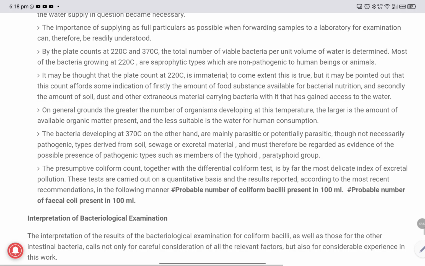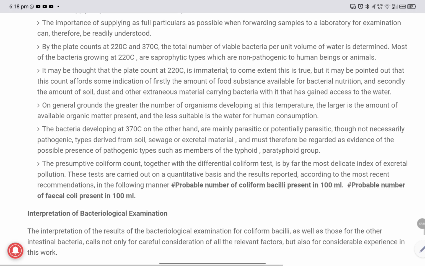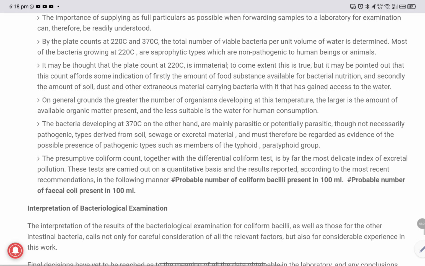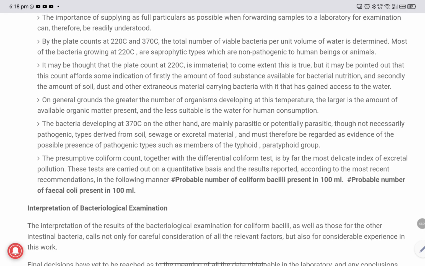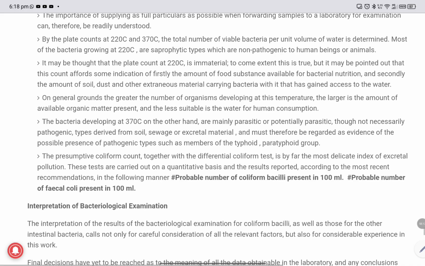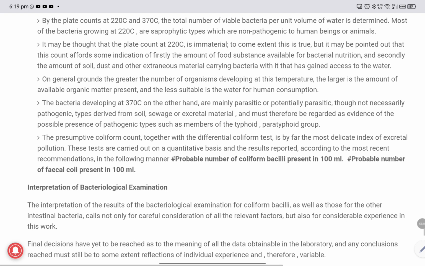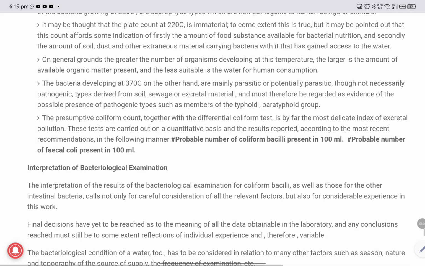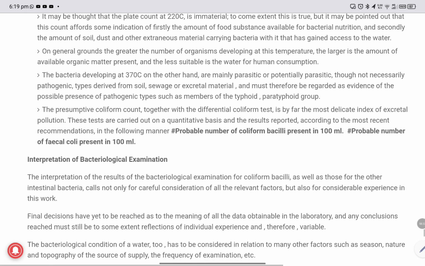This is true, but it may be pointed out that this count affords some indication of, firstly, the amount of food substance available for bacterial nutrition, and secondly, the amount of soil, dust and other extraneous material carrying bacteria with it that has gained access to the water. On general grounds, the greater the number of organisms developing at this temperature, the larger is the amount of available organic matter present, and the less suitable is the water for human consumption.